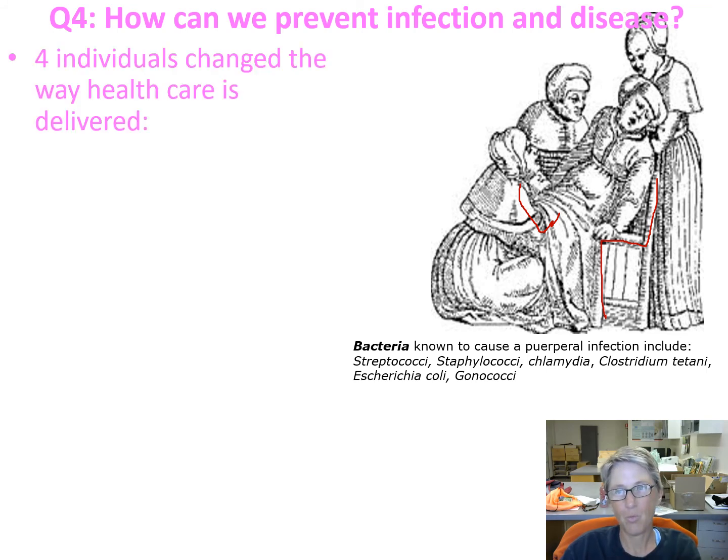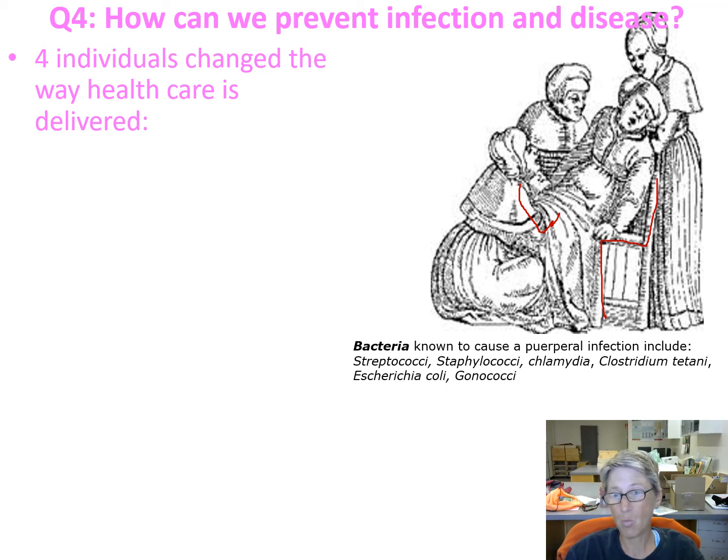Women would give birth, and sometimes they would get this puerperal fever when they gave birth, and then they would die. And people were like, oh, why are these women dying? They're getting this fever after they give birth, and then they die. This is where Semmelweis comes in. So we talked about this earlier.